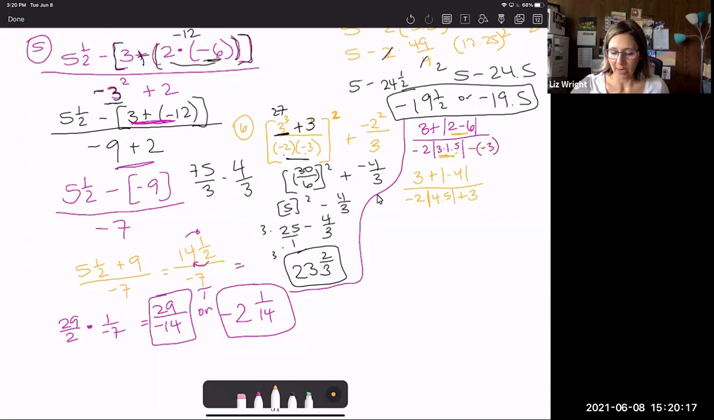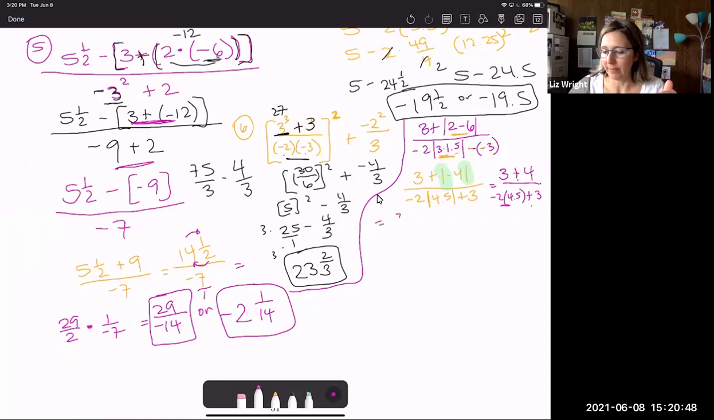All right, let's take care of our absolute values. So let's take care of this piece in here. So we've got the absolute value of -4 is 4. So this is going to be 3 plus 4. In the denominator, the absolute value of 4.5 is just 4.5. So it's going to be -2 times 4.5 plus 3. And then we're ready to multiply, and then we're going to add. And up here we're going to add.